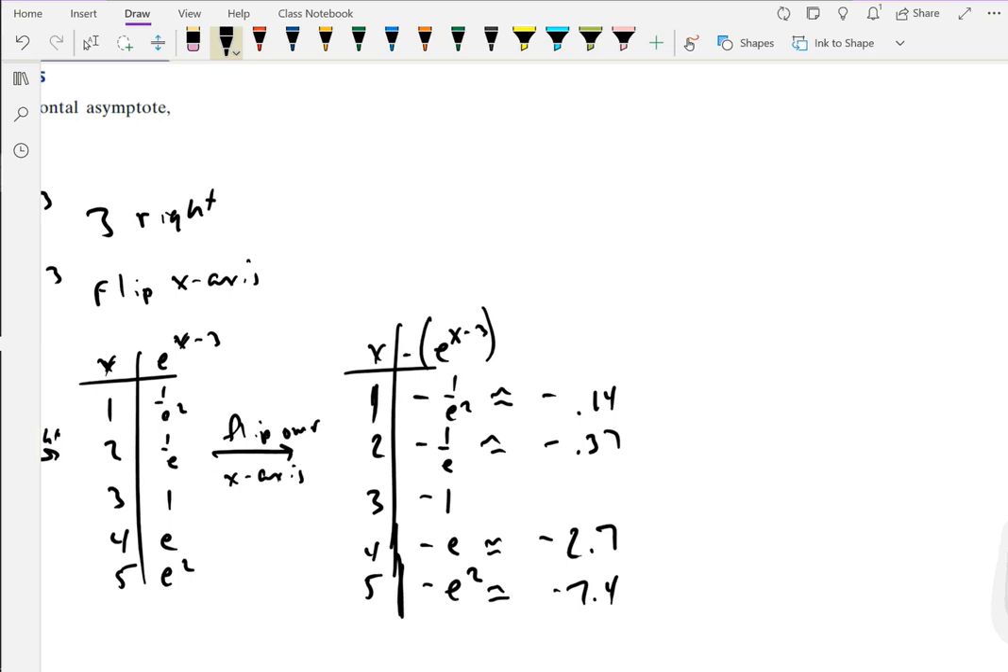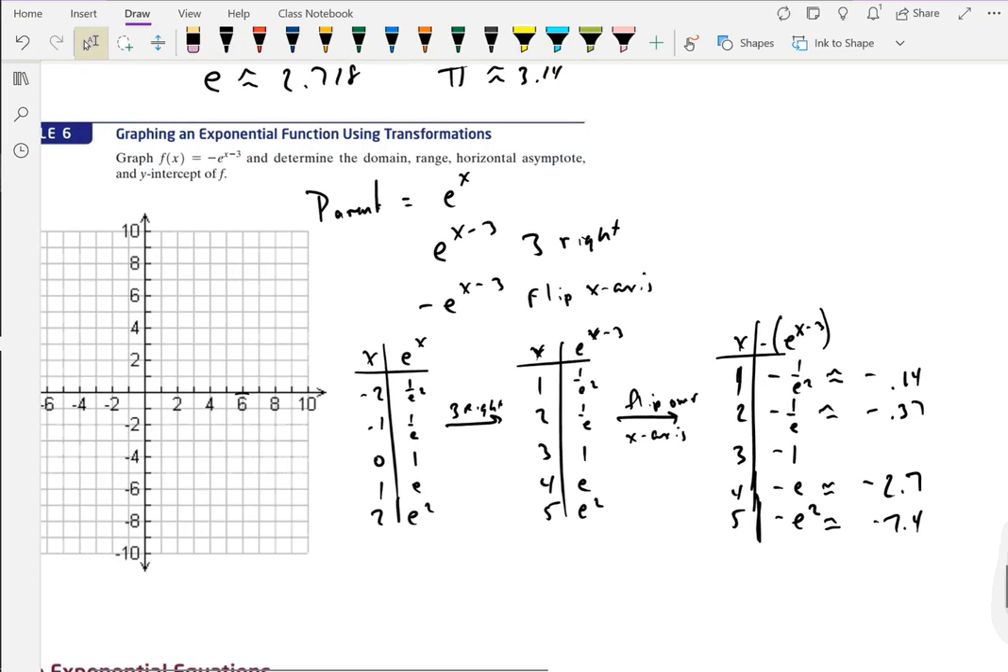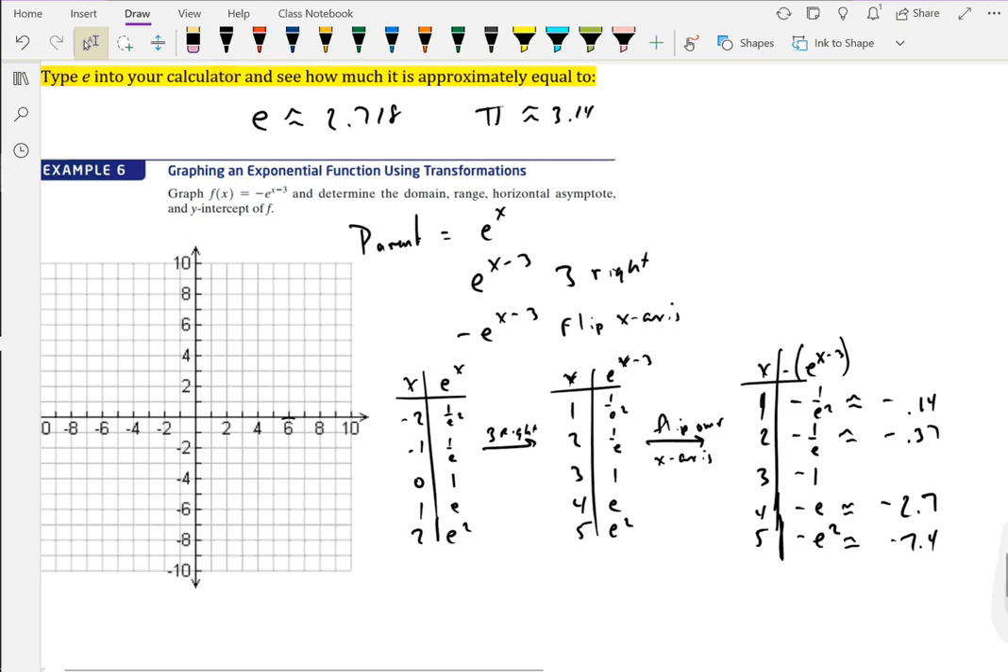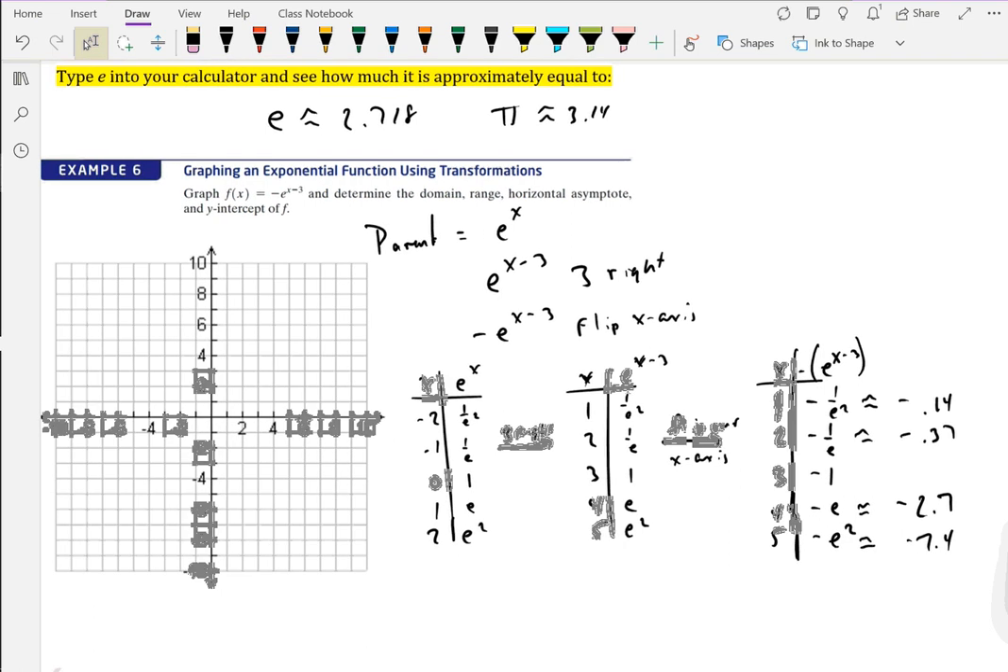So now we have these values as well. And we can go ahead and take a look at these and see where our values lie. So at 1, we're going to be negative 0.14. At 2, negative 0.37, so a little lower. At 3, we're negative 1. At 4, negative 2.7. And at 5, negative 7.4. It's going to start going down pretty rapidly. Oops. So we're going to do something of this sort.